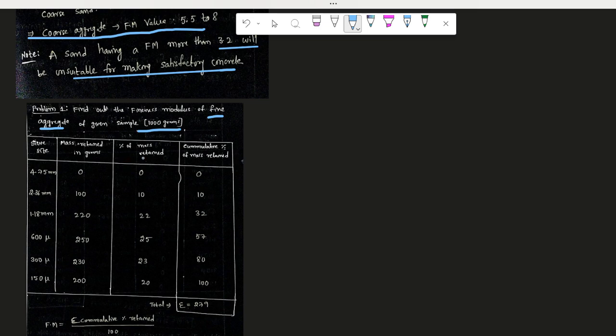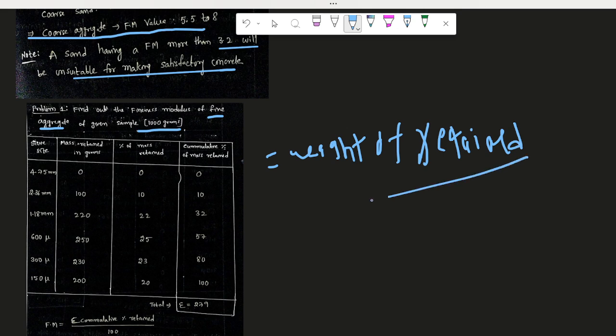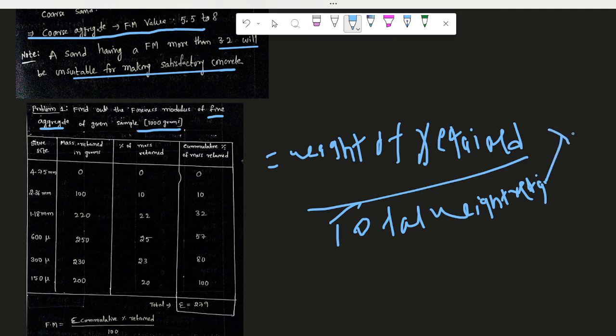Next is the percentage of mass retained. How do we calculate it? Percentage of mass retained equals the weight retained divided by the total weight, into 100.